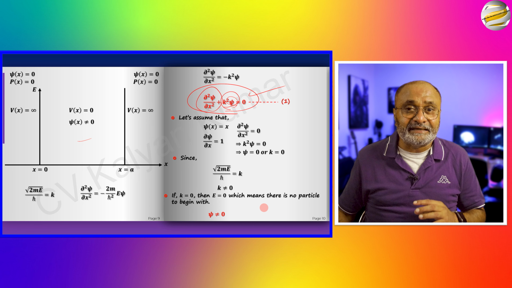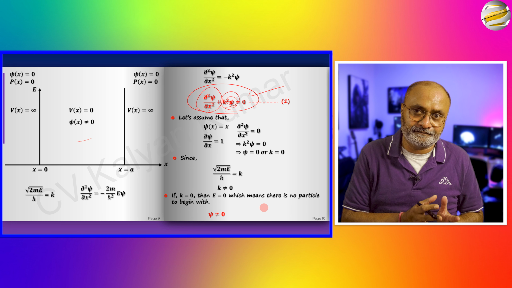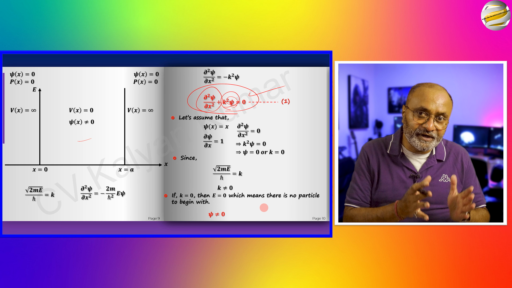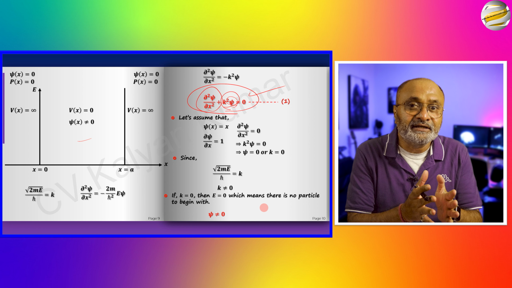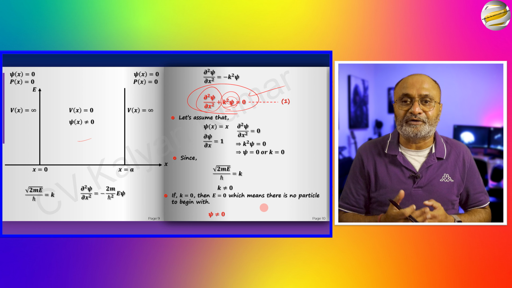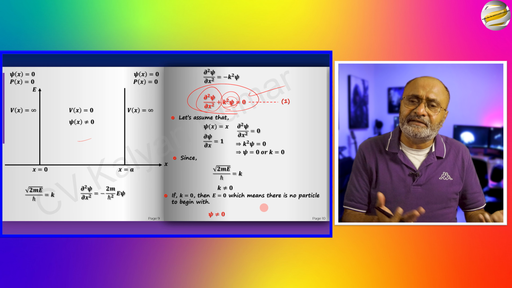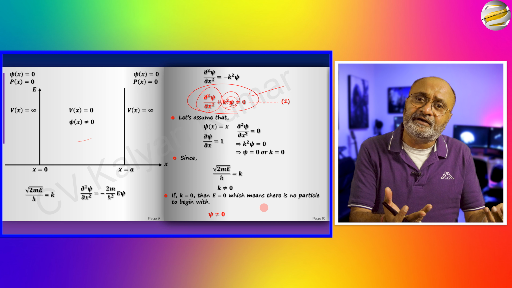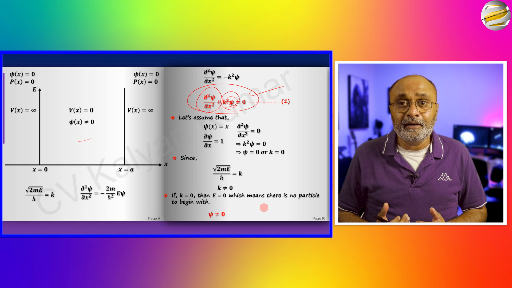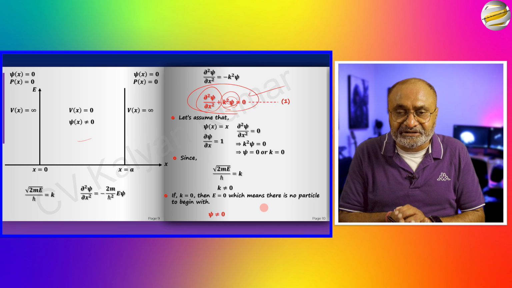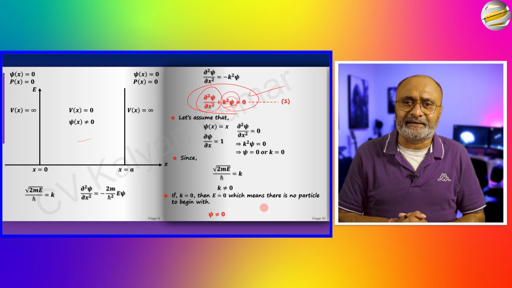So the point we are trying to make is, by putting these boundary restrictions, we are restricting the number of functions that will satisfy the differential equation. See, if k was 0, then this function would be valid for this differential equation. This could be a solution: psi of x is x. But the moment I put the boundary conditions, I realize I can't do it. I have to have the particle inside.